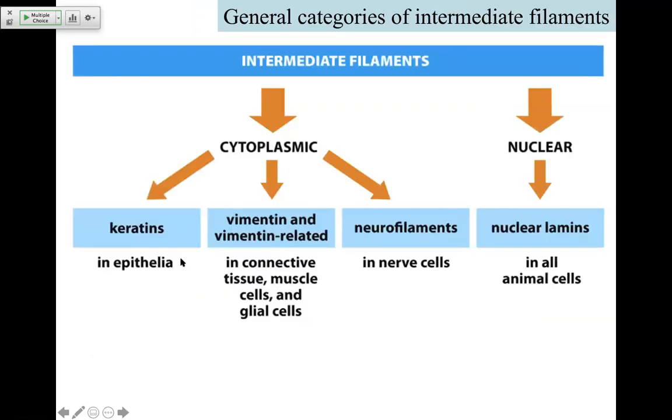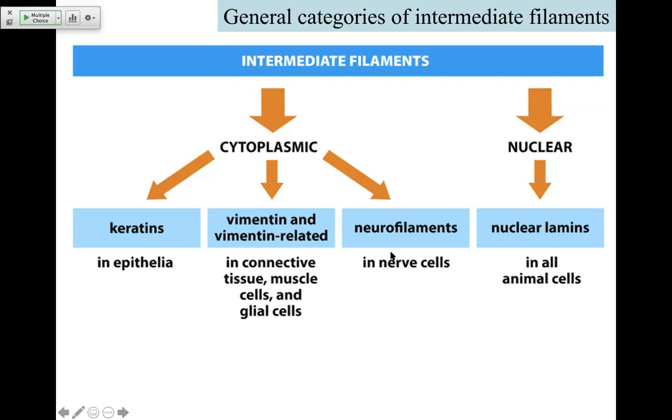Now, keratins are just one type of intermediate filament. Those are the filaments that are present in epithelial cells. Other types of intermediate filaments are present in connective tissue, in muscle cells, glial cells. These are supportive cells of the nervous system. We call them vimentin and vimentin-related filaments.